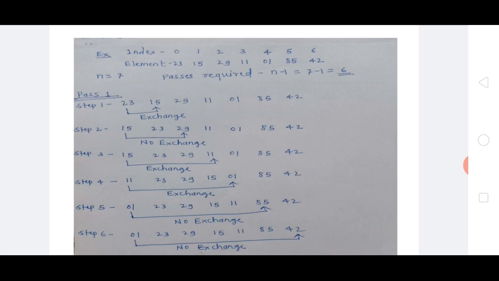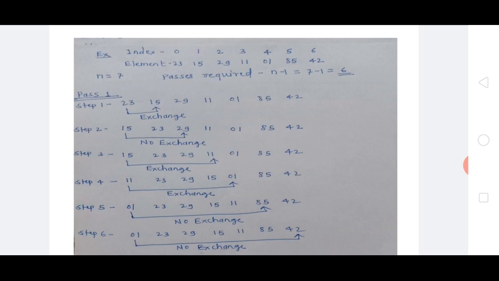In step number 2, again the first element is compared with the next element, which means 15 is compared with 29. Now here 15 is less than 29, so no exchange is required. In the next step, step number 3, again 15 is compared with 11. Now here 15 is greater than 11, so exchange is required. So 15 is placed at 11 and 11 is placed at 15.